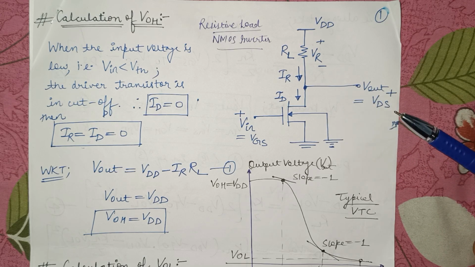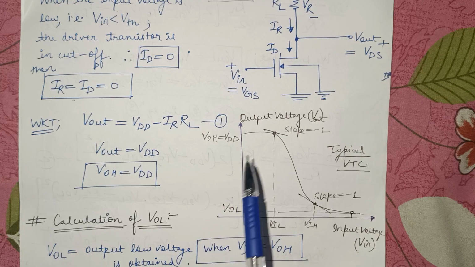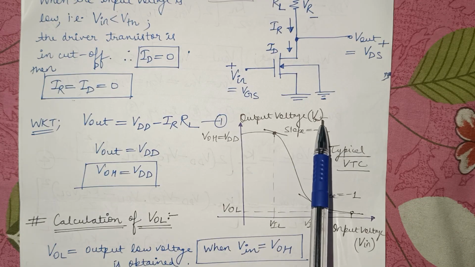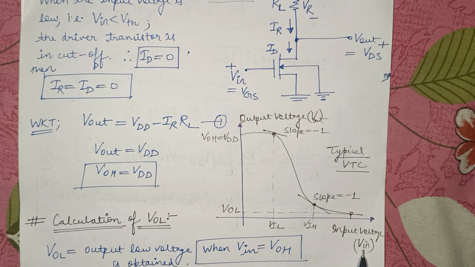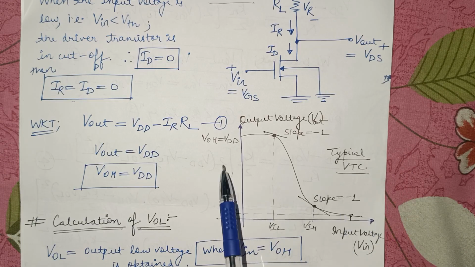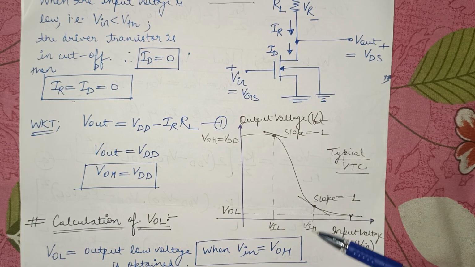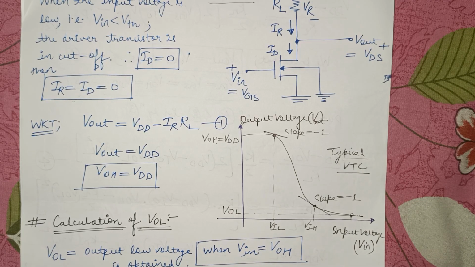This is a typical voltage transfer characteristic curve, where we have taken V out on the y-axis and V in on the x-axis. You can see the critical voltages here. This is VOH, which is equal to VDD. We will calculate that. At VIL the slope is -1. At VIH the slope is also -1. And VOL is the lowest output voltage when the input is very high.